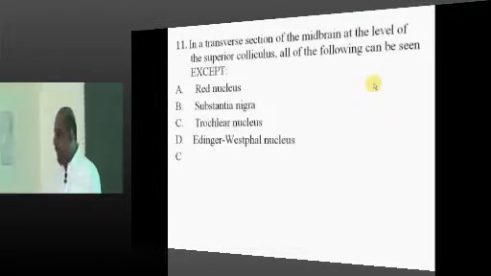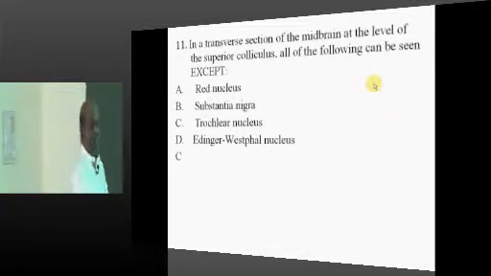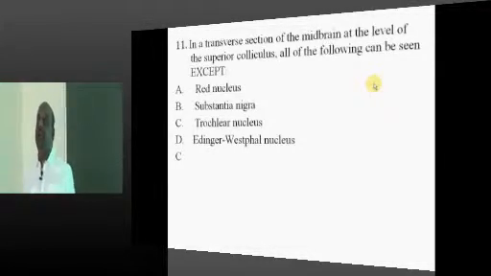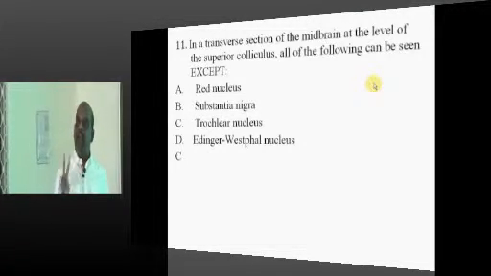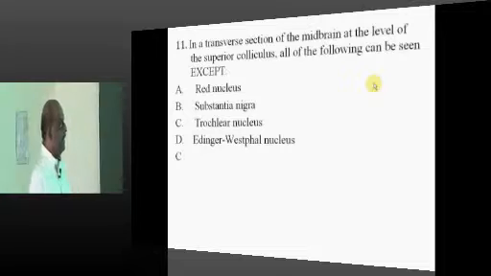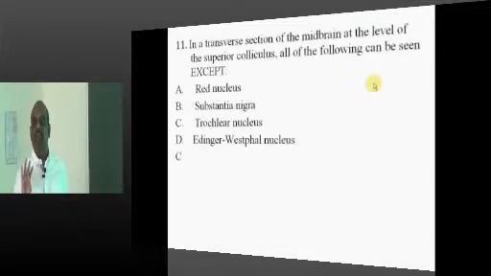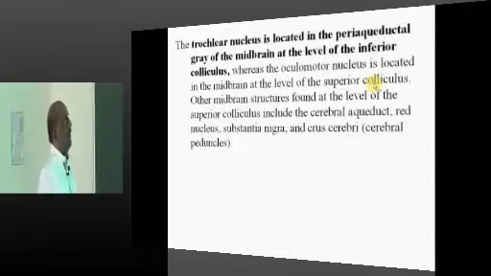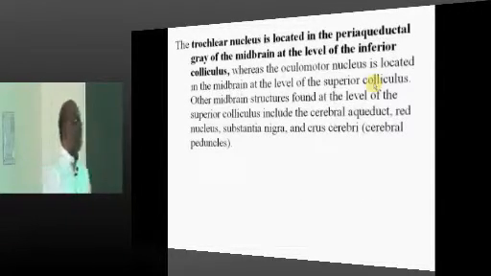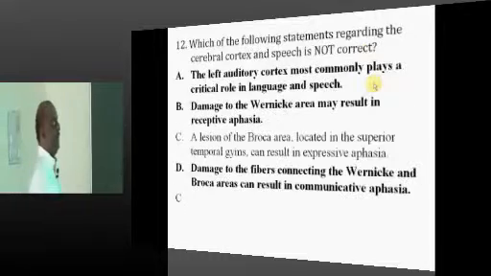At the level of the superior colliculus, if you take the transverse section in the midbrain, see there are four colliculi, two superior colliculi, two inferior colliculi. The red nucleus, substantia nigra, Edinger-Westphal, they are all at the superior colliculus, whereas the trochlear nucleus is typically located at the level of the inferior colliculus, is what you have to basically remember.